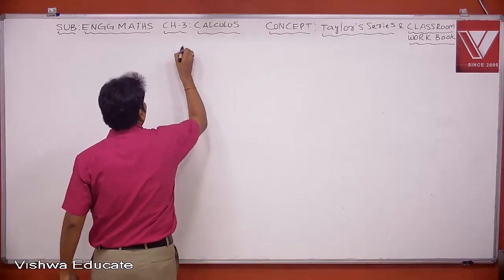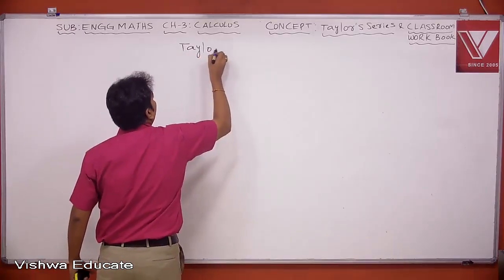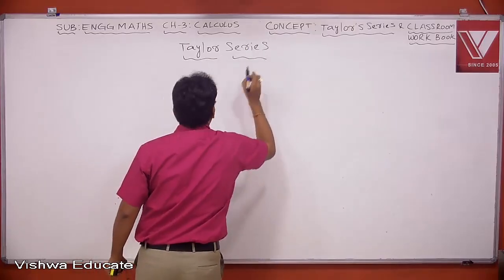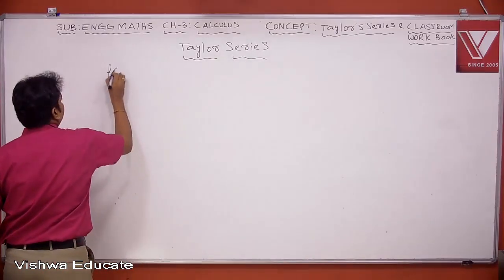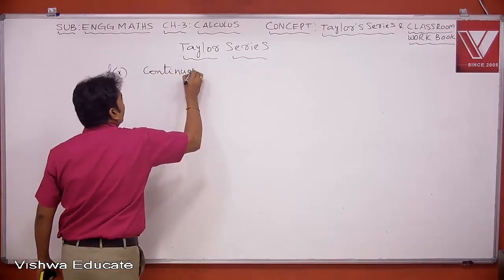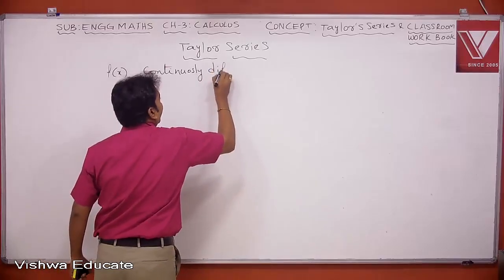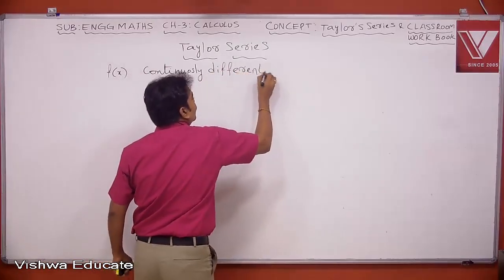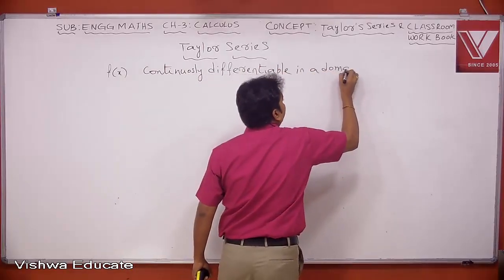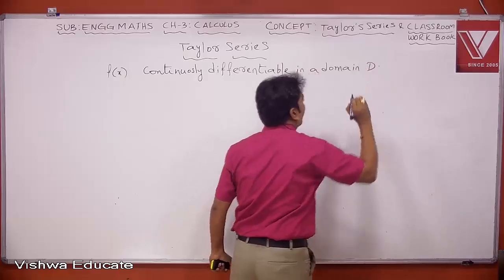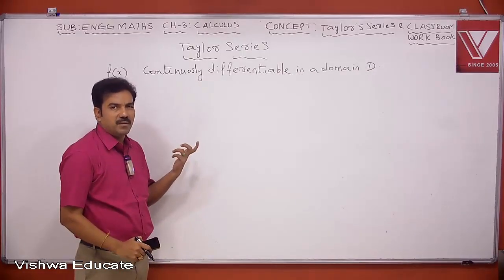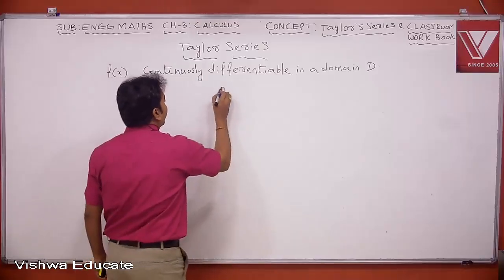Now let us see what a Taylor series is. Suppose we have a function f of x which is continuously differentiable in a domain D. Here domain means it is a set. So it may have exactly one element or two elements or infinitely many elements. And a is any element of D.